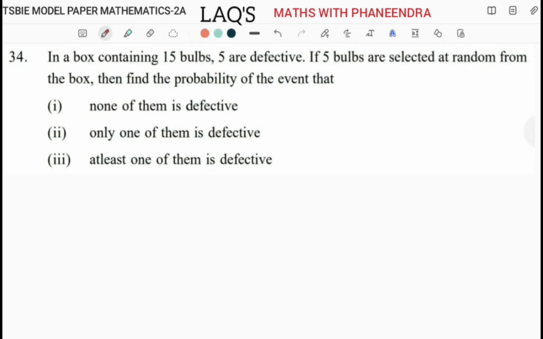Question number 34. In a box containing 15 bulbs, 5 are defective. If 5 bulbs are selected at random from the box, then find the probability of the event that none of them is defective, only one of them is defective, at least one of them is defective. So here total 3 questions are there. One by one we will do it, dear students.